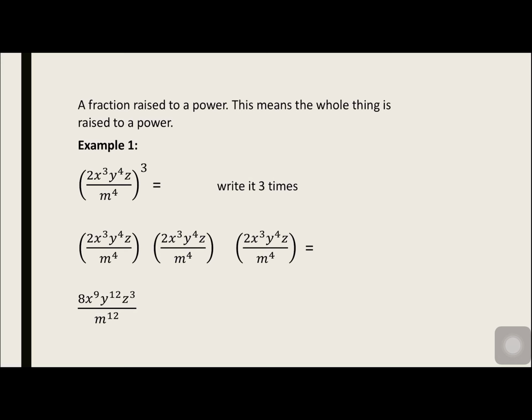In the middle line, you could have added for x, 3 plus 3 plus 3 is 9, and so forth. For the y's, 4 plus 4 plus 4 is 12. For the z, z times z times z is z to the third. For m, 4 plus 4 plus 4 is 12. Okay, the top part you can multiply exponents.